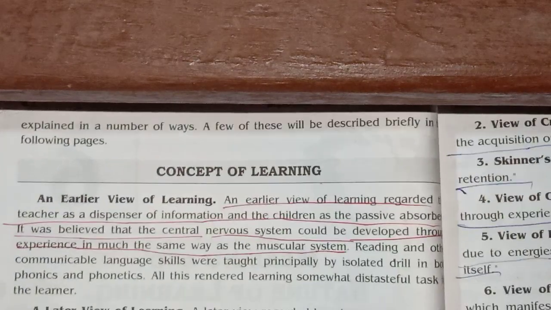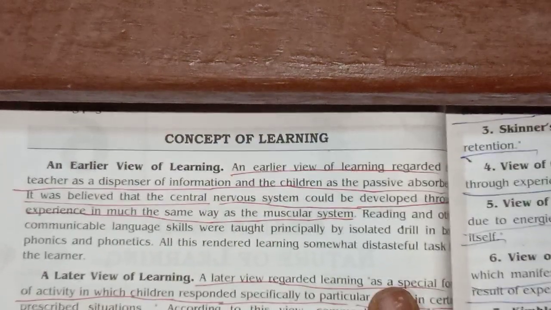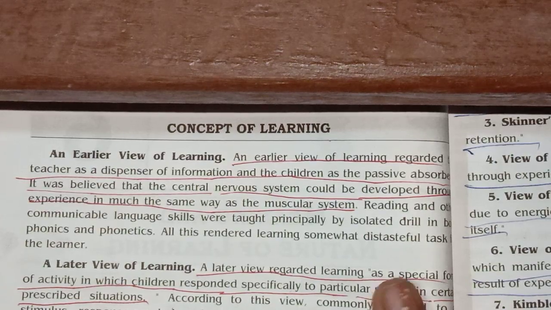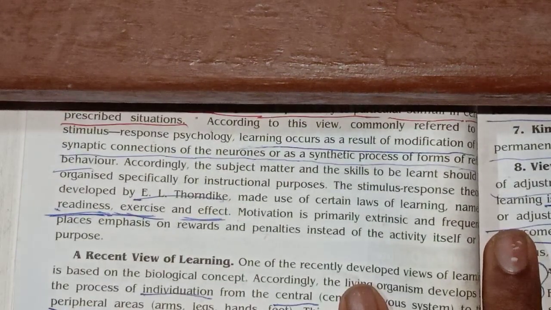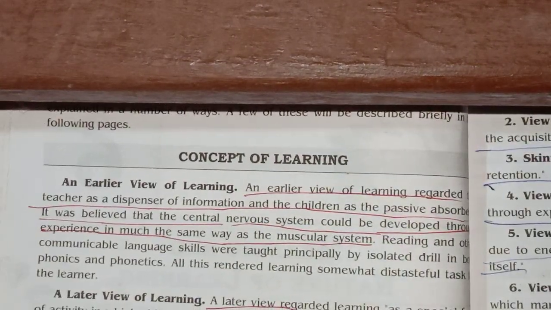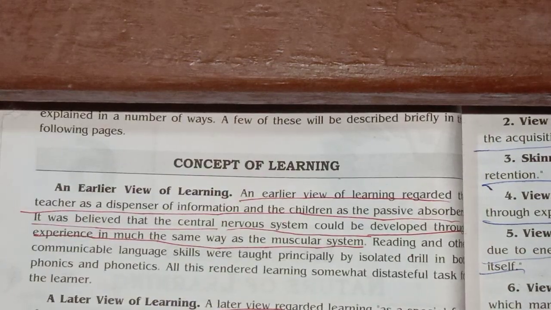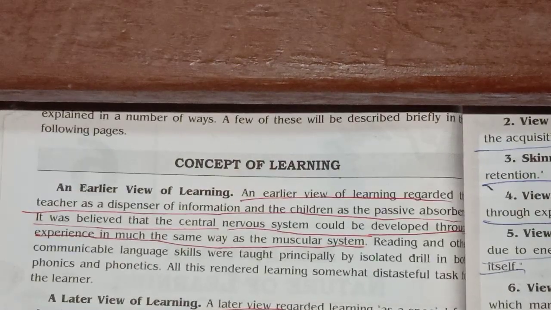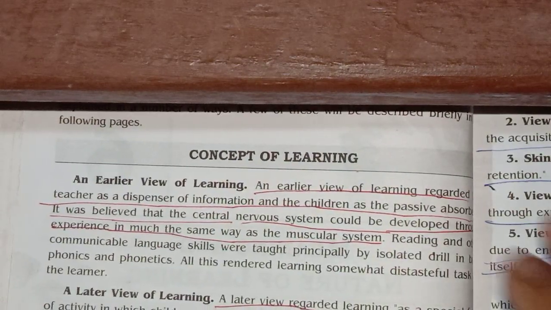Okay, first is the concept of learning. What is the concept of learning? The earlier view of learning, the later view of learning, and the recent view of learning are the three points of the concept of learning. To understand the concept of learning, we have to consider the earlier view, the later view, and the recent view. So what is the earlier view of learning?